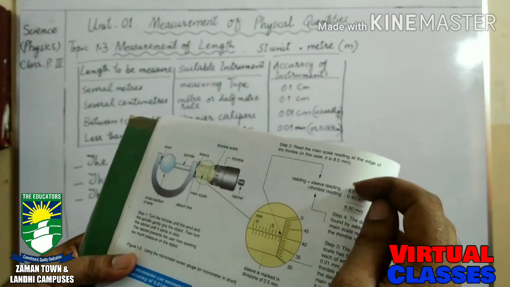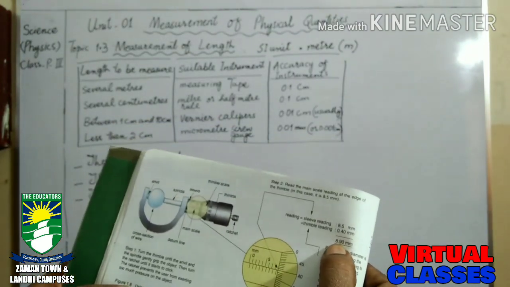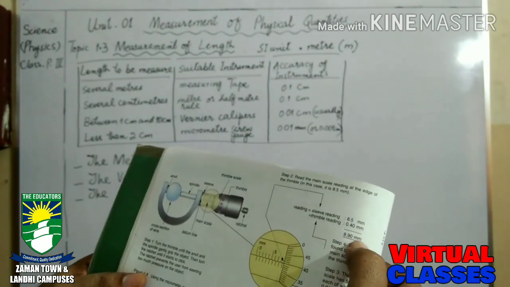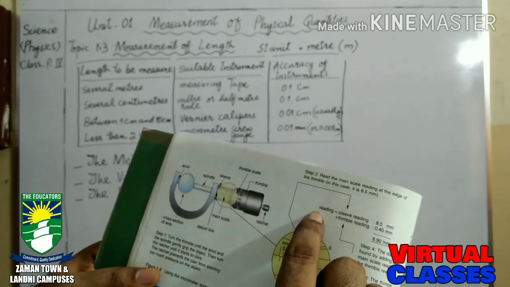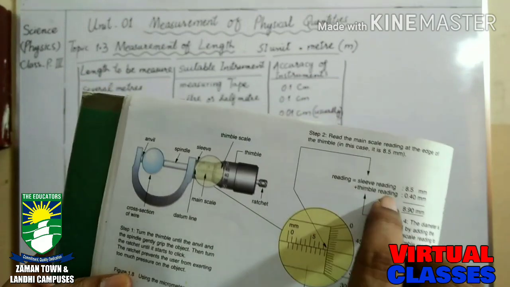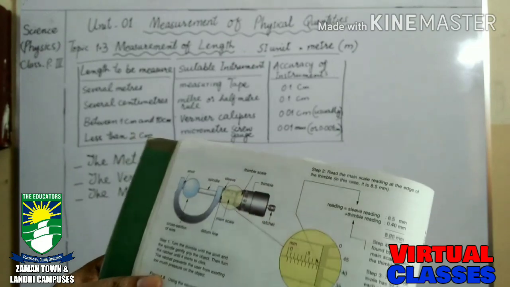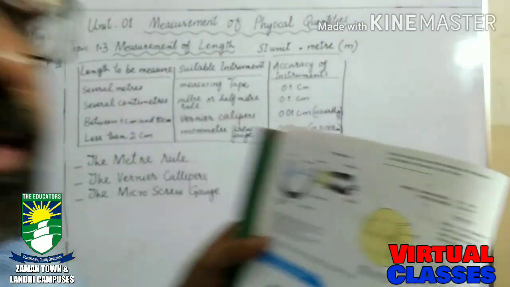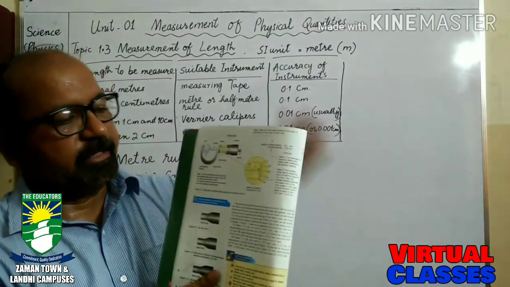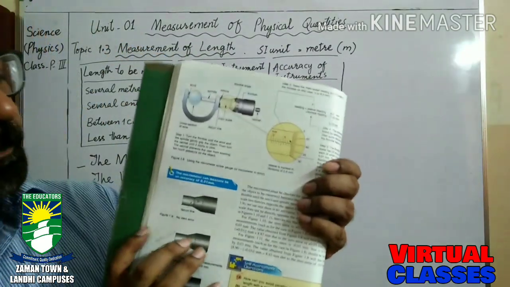Then when we add these two values, it will be the diameter of this ball, which is 8.90 millimeter. This is the fourth step, that reading, sleeve reading plus thimble reading will show the main complete reading of the diameter. So these are the different steps which are shown in the book, and we can easily take the value of the ball.